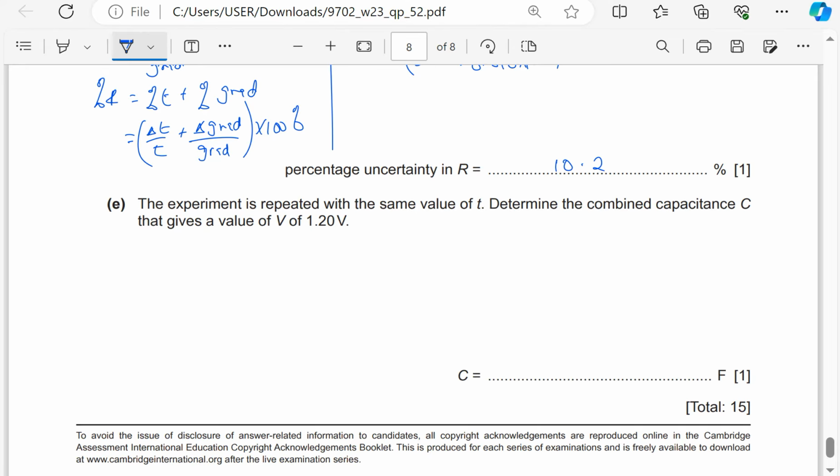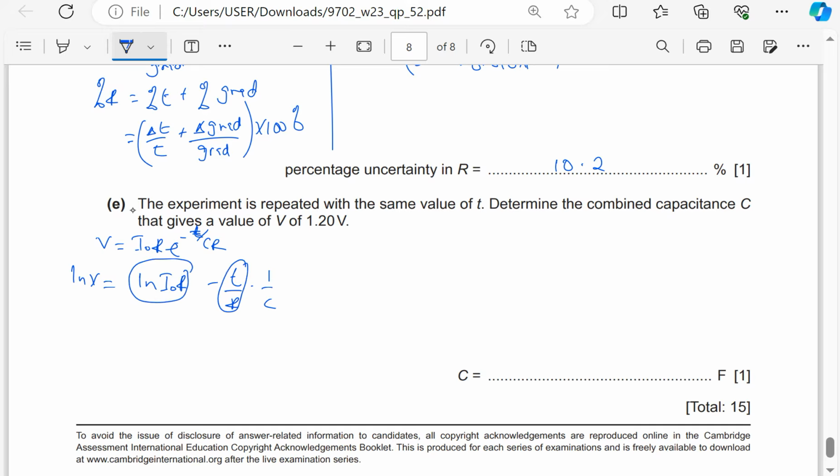The experiment is repeated with the same value of T. Determine the combined capacitance C that gives a value of V of 1.2 volts. Okay, so that takes us back to the original equation, which was V equals I naught R e power negative T over CR. And remember we had that ln of V was equal to ln of I naught R minus T over R times 1 over C. And remember, this was the y-intercept and this was the gradient.